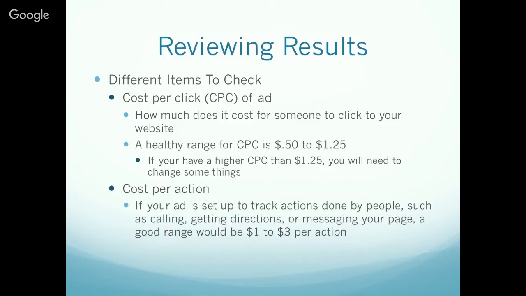Now, the types of ads that I showed you will have cost per action instead of cost per click. Cost per click is for anytime you're sending people away from Facebook to your website or landing page. So if your ad is set up to track actions done by people, such as calling, getting directions, or messaging your page, a good range would be $1 to $3 per action. And now I'm going to show you a quick demo on reviewing your results.